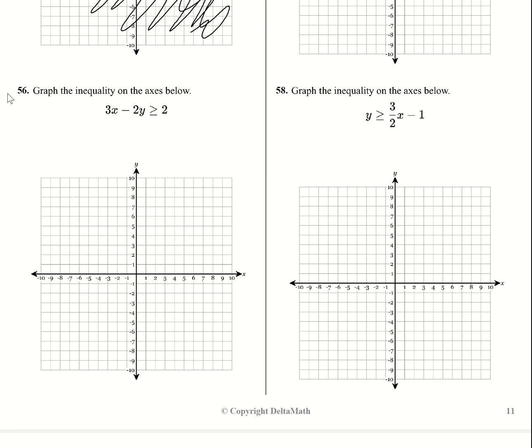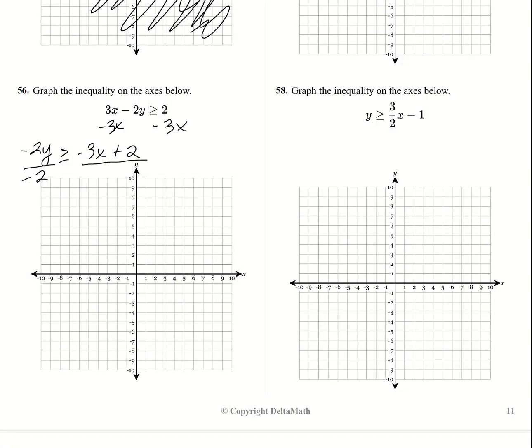Okay, we'll do one more, and I'm going to do the more challenging one. So this one is in standard form. I think it's easiest to be in slope-intercept form in order to graph. So we're going to get y by itself. We're going to isolate y, so we're going to subtract 3x from both sides. So we get negative 2y is greater than or equal to negative 3x plus 2. I'm going to divide by negative 2 on both sides.